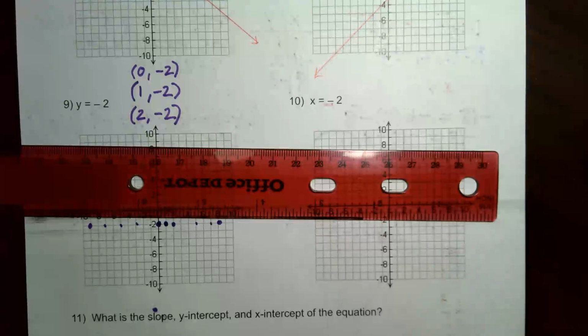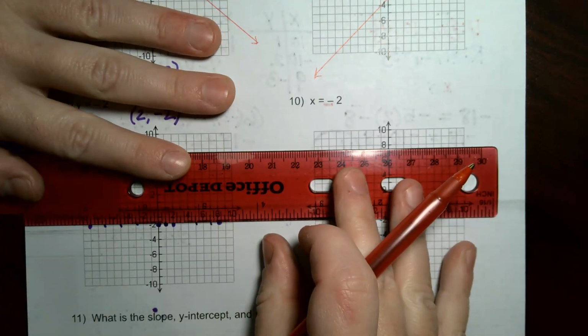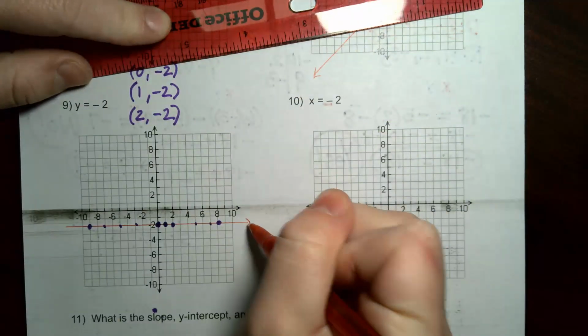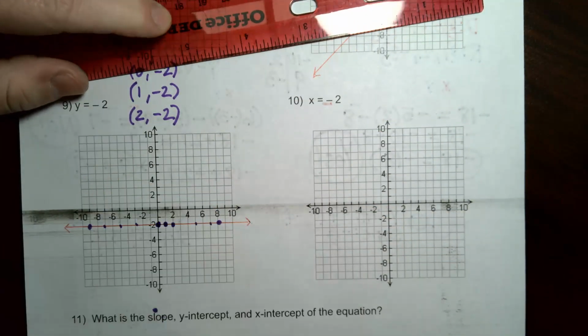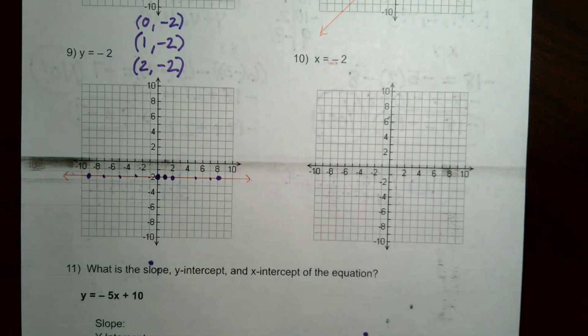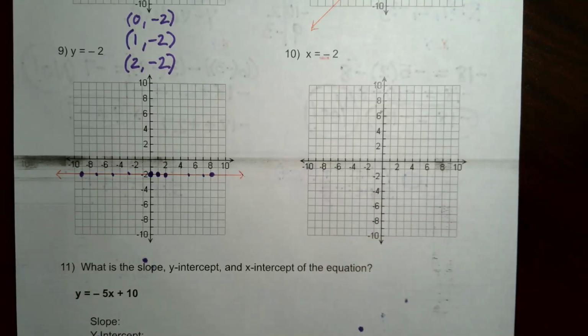So I'm going to put my straight edge on there, and I'm going to trace it. And then don't forget to draw arrows on the ends of your lines. And that is what the graph of y equals -2 is going to look like. Any questions about number 9? Okay, let's try number 10.